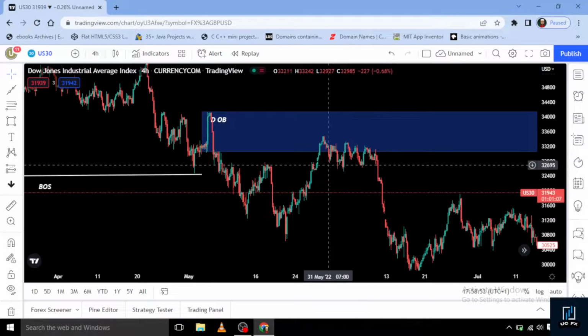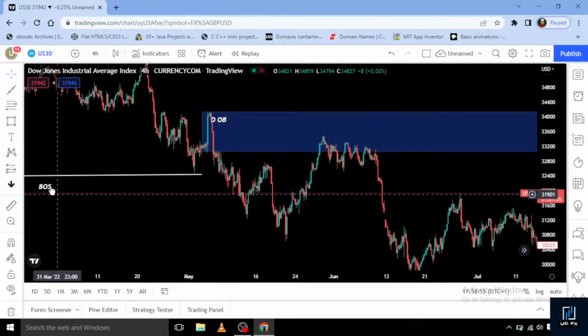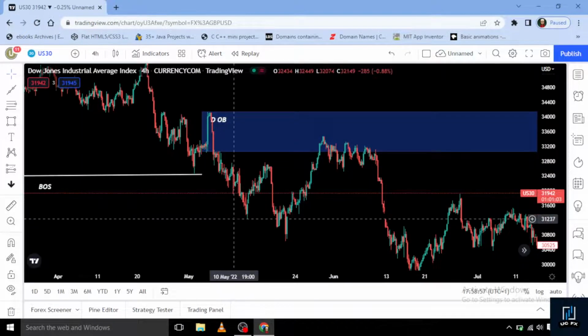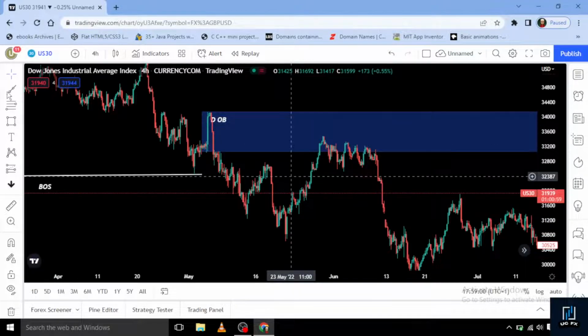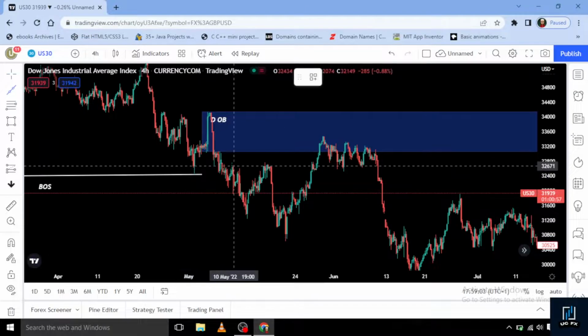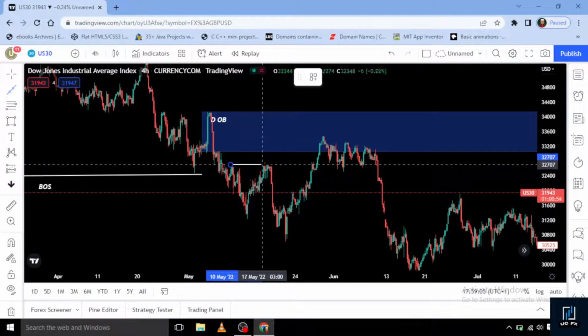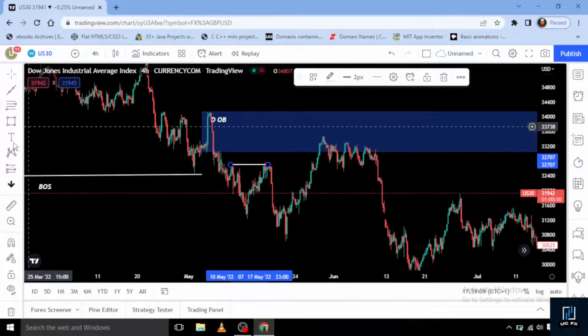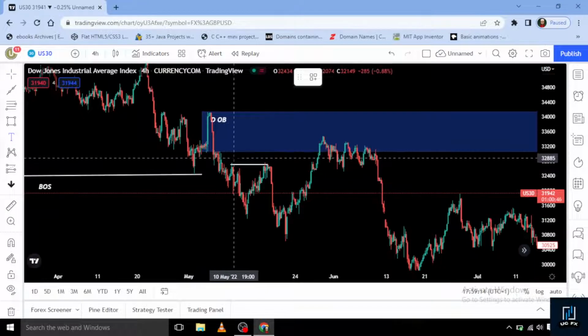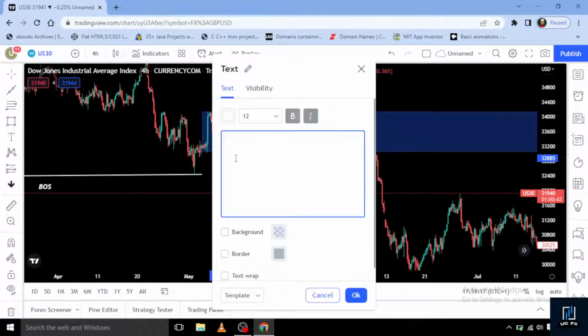So here on the H4 time frame, this is our daily order block. This is our breakout structure. So we need to see liquidity before it taps into our order block. So here inside this area, you will agree with me that this is liquidity in form of equal highs. So we have equal highs as our liquidity.